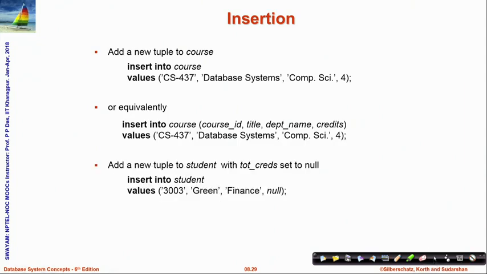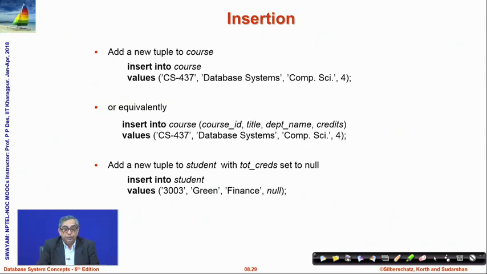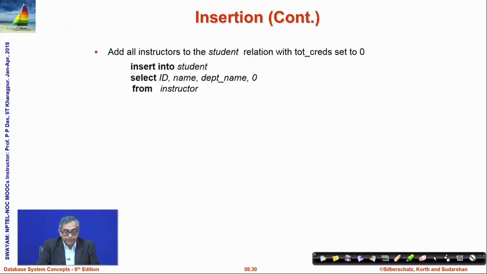Add a new tuple to student with total credits set to null. If you are adding a student, initially it does not have credits, right? The credit is a nullable field. The credit will be earned after the student has gone through the courses. So, if I do not know the value of a field, then I can write null, which is a special value designating unknown at the time of insertion.